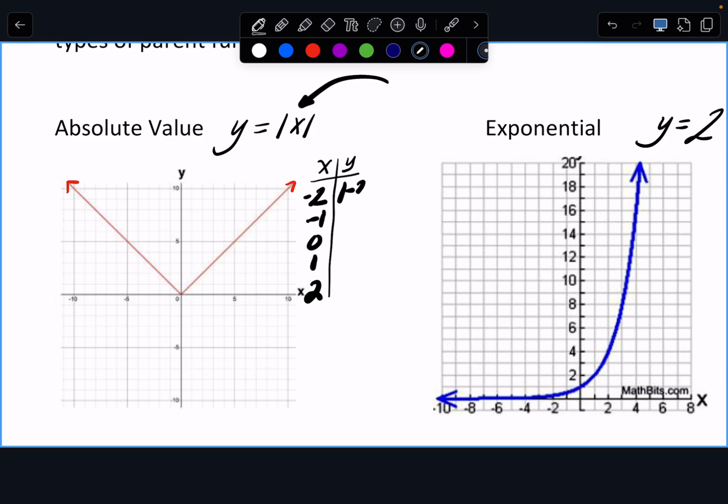So when I plug in the absolute value of negative 2, you're just getting positive 2. The absolute value of negative 1 calculates to be positive 1. The absolute value of 0 calculates to be 0. The absolute value of positive 1 calculates to be positive 1. The absolute value of 2 calculates to be 2. So do you guys see how with absolute values, when you plug in a number, it just creates a positive number? Does that make sense?